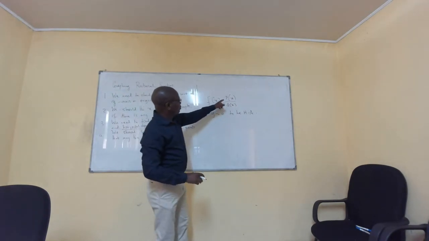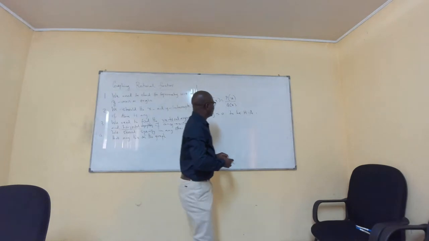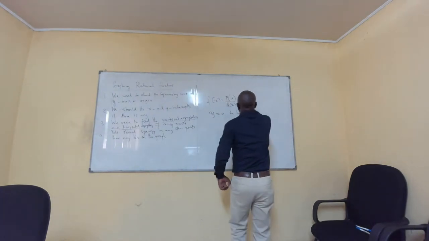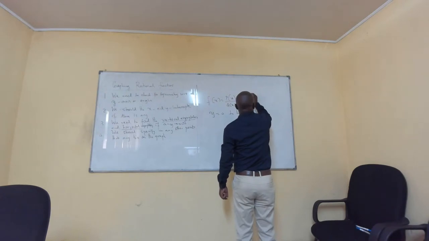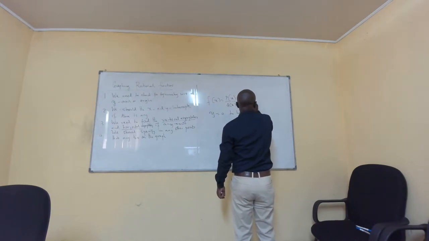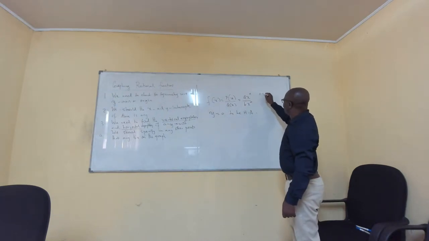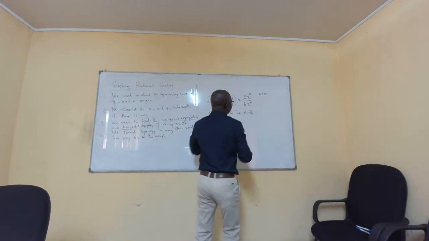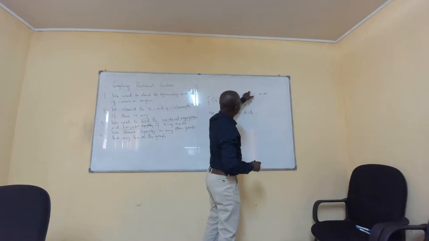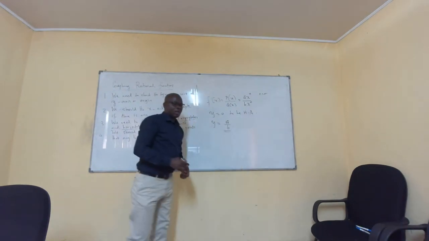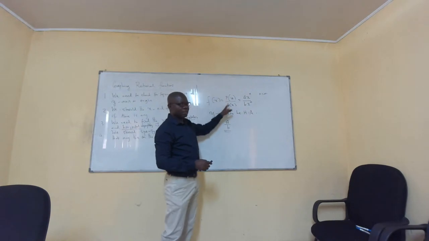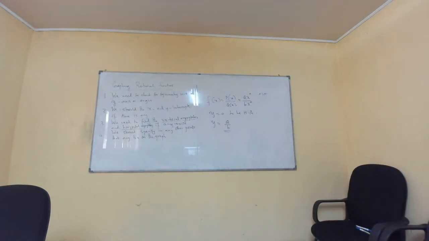However, if the degree of the numerator and the degree of the denominator are the same, say the term with the highest power in the numerator is ax to the power m, and in the denominator we have bx to the power m, then the horizontal asymptote will just be a over b. However, if the degree of the numerator is higher than the degree of the denominator, then we conclude that the horizontal asymptote does not exist.